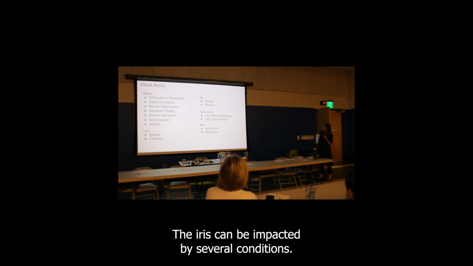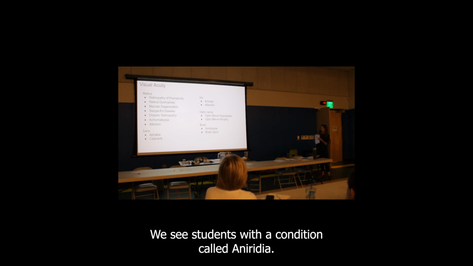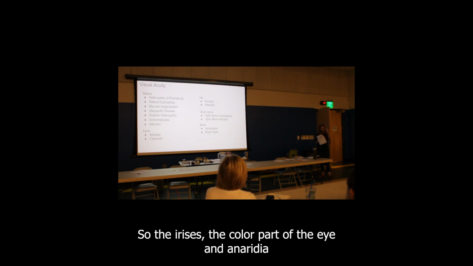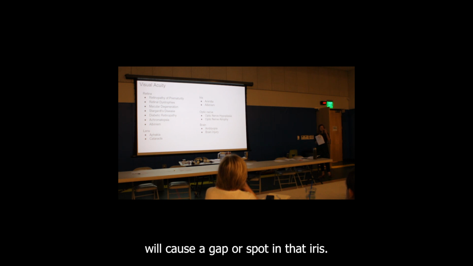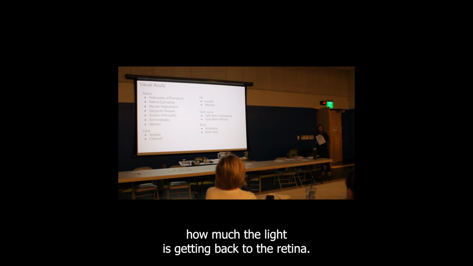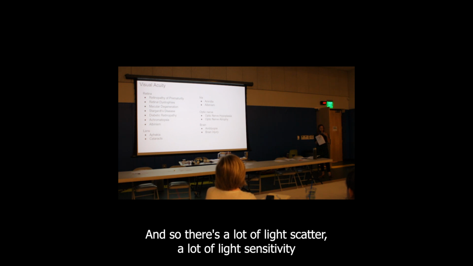The iris can be impacted by several conditions. We see students with a condition called aniridia. So the iris is the color part of the eye, and aniridia will cause a gap or a spot in that iris. And so therefore the eye can't regulate how much light is getting back to the retina. And so there's a lot of light scatter, a lot of light sensitivity, and can cause blurry vision.